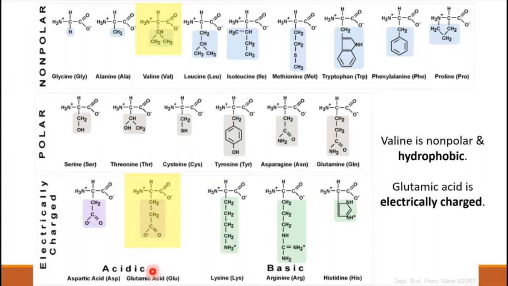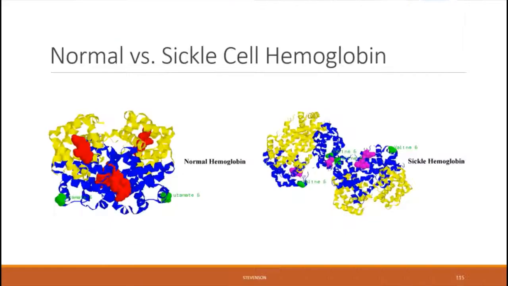Glutamic acid down here is electrically charged, whereas valine belongs to the nonpolar category and is therefore hydrophobic, meaning that it doesn't like to get together with water. Electrically charged things have no problem with water, and so the effect of changing the glutamic acid to a valine actually completely changes the way that the protein is structured.